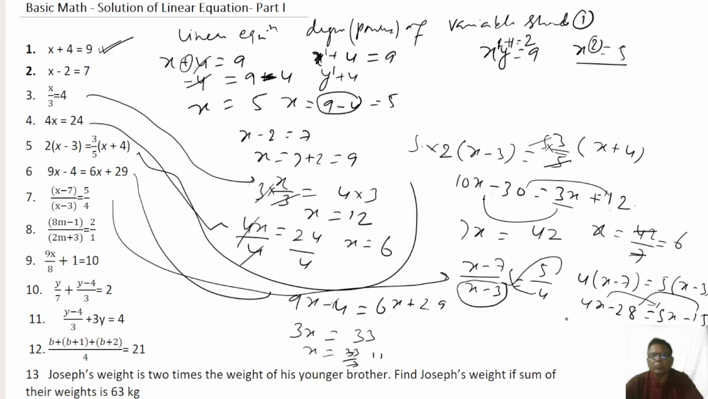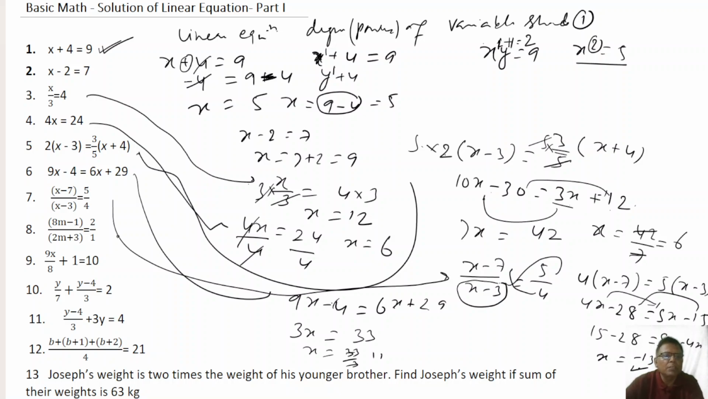Then take this to this side and that to the other side. So 15 minus 28 is equal to 5x minus 4x. So x is equal to minus 13.